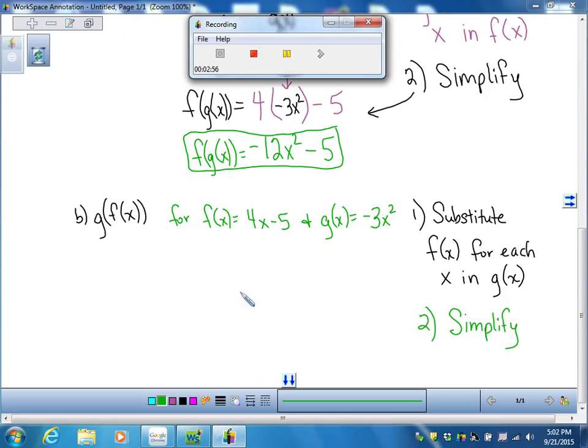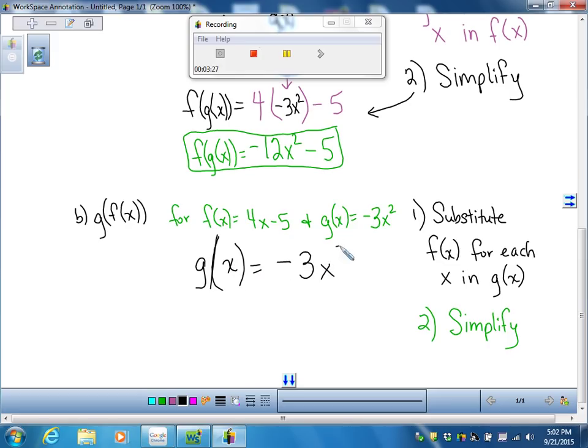Okay, now we're ready to continue with the second part of our problem. Now we're finding g of f of x, so we've flipped around the order. This time we're going to be substituting the f of x equation in for each x in our g of x equation. So starting with g of x, I've got negative 3x squared. So I'm going to be taking out this x and I'm going to be replacing it with some parentheses.